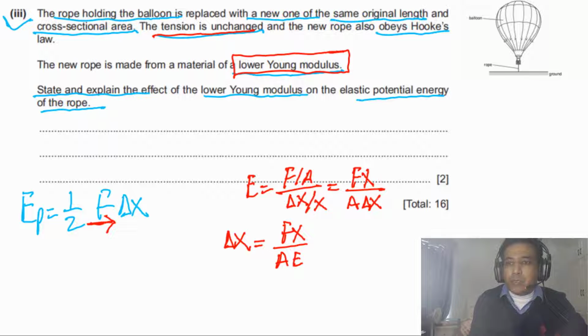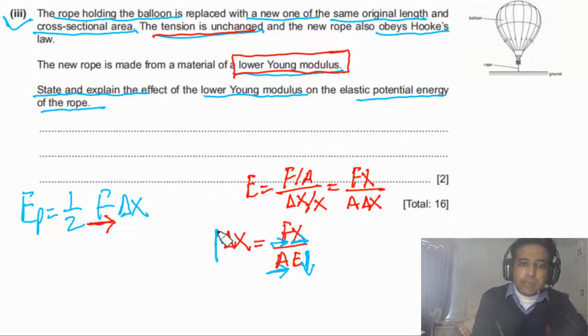For this question it is given to us that F is the same, so this is the same as before. X is the same, and the cross-sectional area of the rope is also the same. But now the new rope has a lower Young modulus. It means delta X will be greater. So if delta X is greater, it means EP will be greater. So it means more extension, so EP is greater than before.